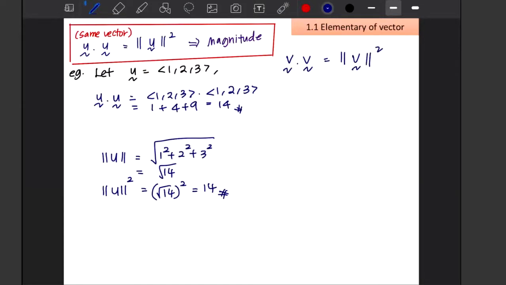So let's say for this example, u dot u equals 14. After I do the multiplication, I get 14. And try to calculate the magnitude. The magnitude of u equals square root 14. And then after you square it, you will get 14. So that's why when you dot the same vector, you will get its magnitude squared.